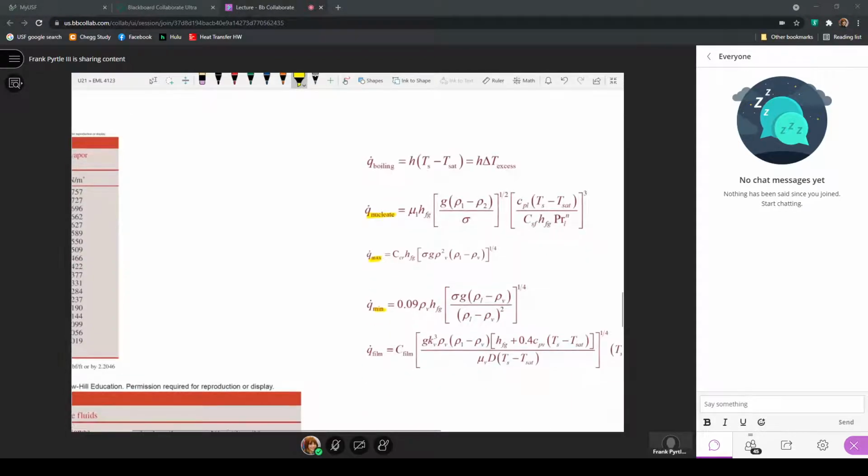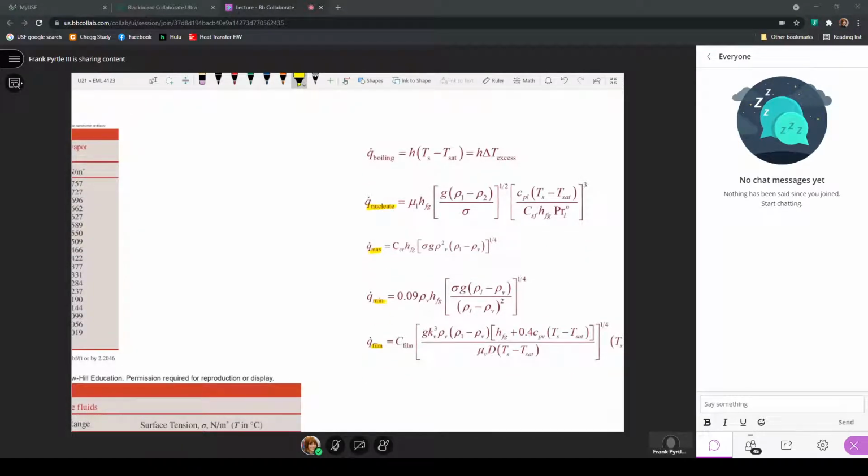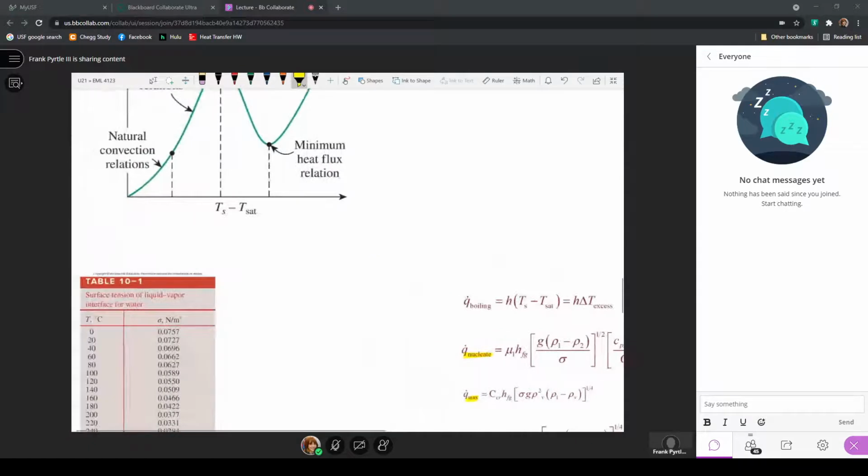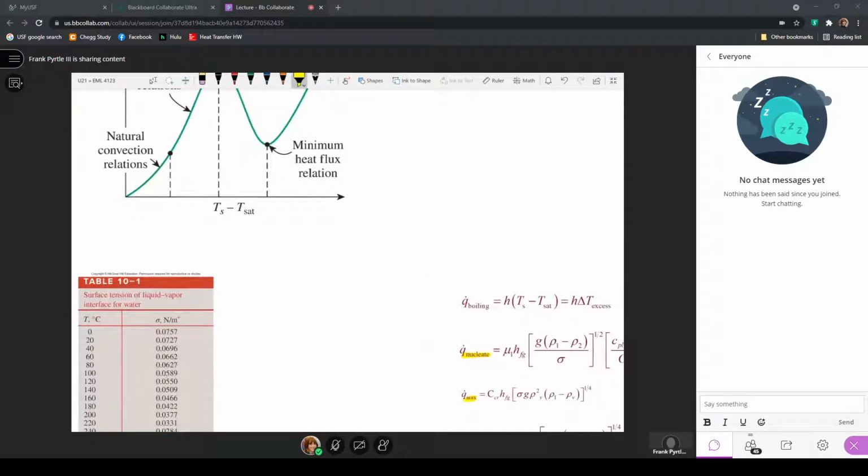And then once we're in the film boiling range, this is how we would calculate the heat flux. Now, there's no correlation here for the natural convection relations because the natural convections for boiling heat transfer would just be water as the working fluid for correlations developed and presented in chapter number 9. And again, technically, it's not actually boiling because during natural convection, there are no vapor bubbles being produced in the natural convection condition.